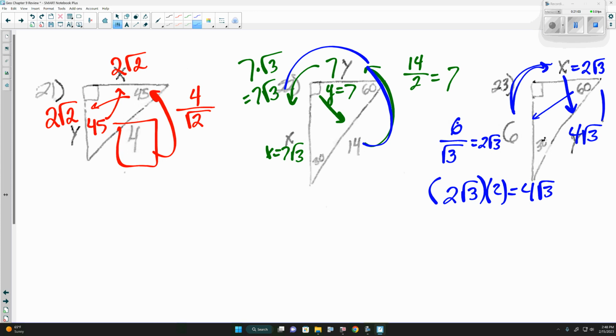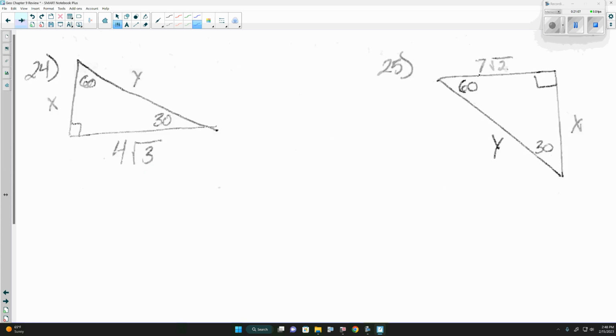Any other questions on the special rights? Do we feel good with these here? Because they work this way every single time. They have a special arrangement for their sides.